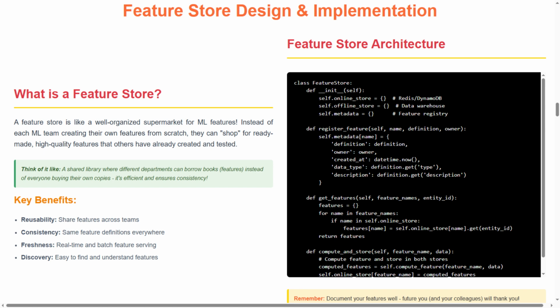Let's check our analogy. Think of it like a shared library where different departments can borrow books instead of everyone buying their own copies. It's efficient and ensures consistency. Our key benefits are reusability, share features across teams. Consistency, same feature definitions everywhere. Freshness, real-time and batch feature serving. Discovery, easy to find and understand features.